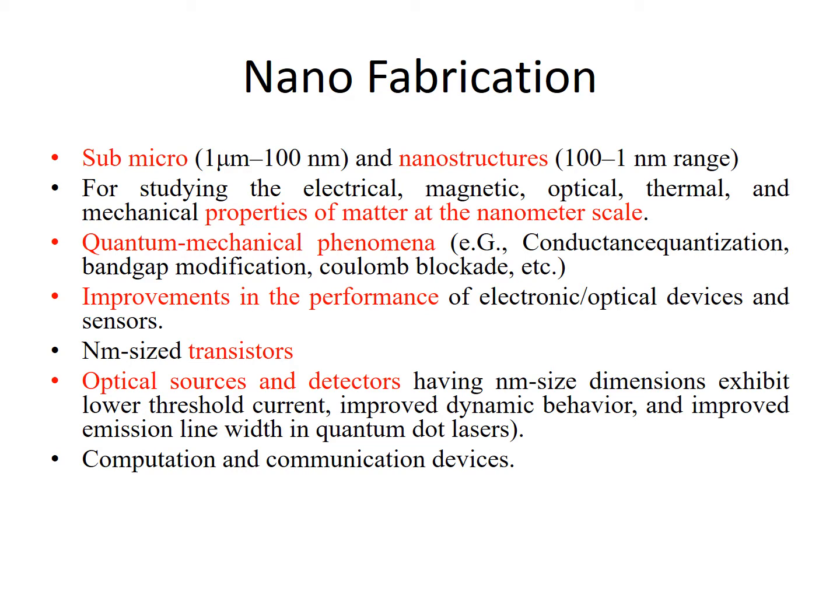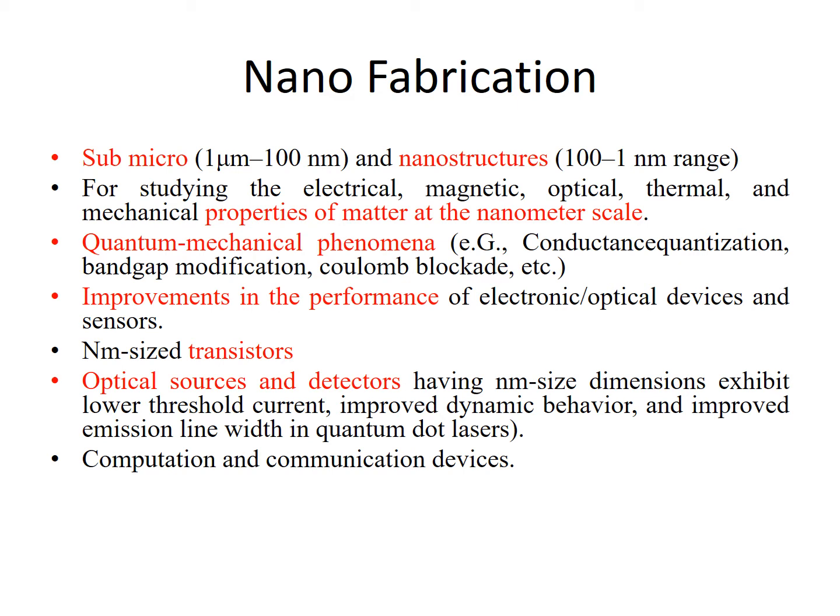Now, nanofabrication. Nanofabrication can be of two types: submicro, that is 1 micron to 100 nanometers, or nanostructure, that is 100 to 1 nanometer range. These nanofabrication techniques are used for studying the different properties of materials at the nanoscale, as the properties of material at the nanoscale can differ from that at the macro scale, that is our normal dimensions.